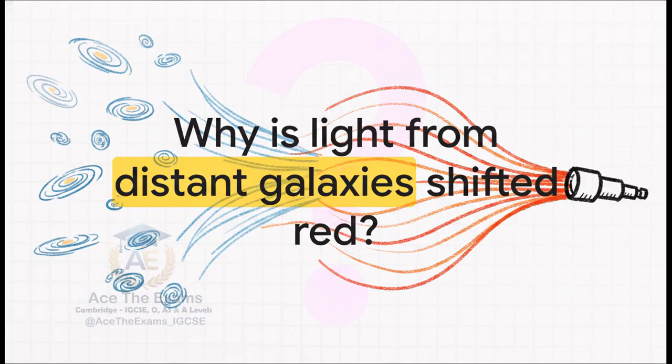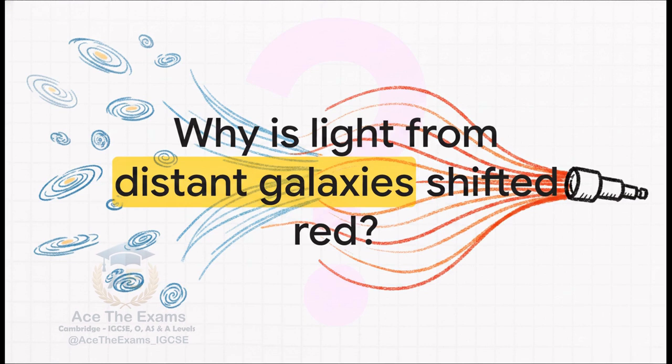Which leads us to a massive, mind-bending question. If the universe is just sitting there, filled with glowing stars, why does the light from these distant galaxies look stretched out and noticeably redder than it should be?